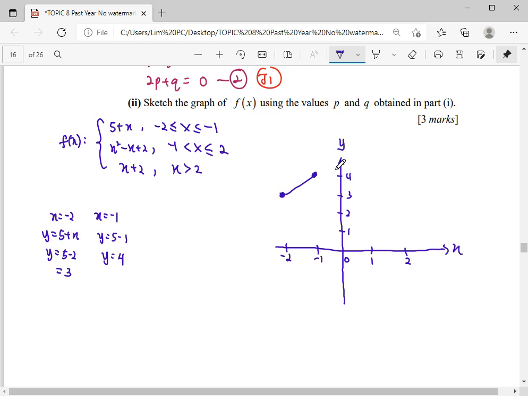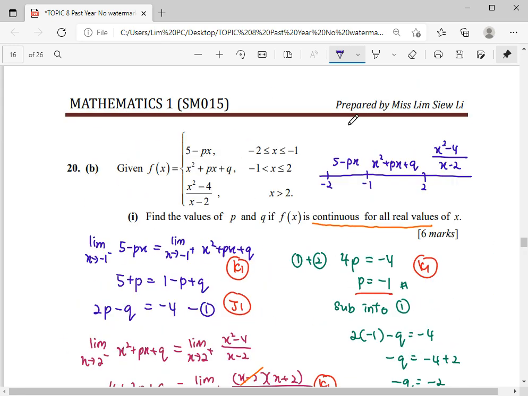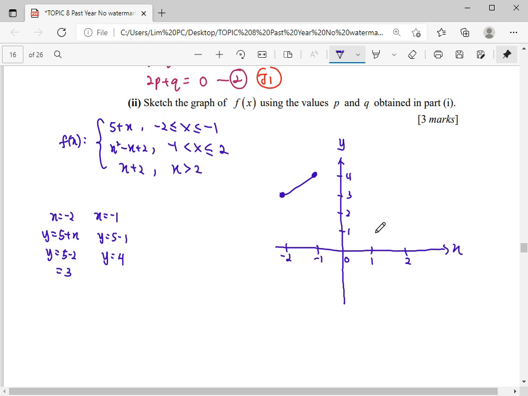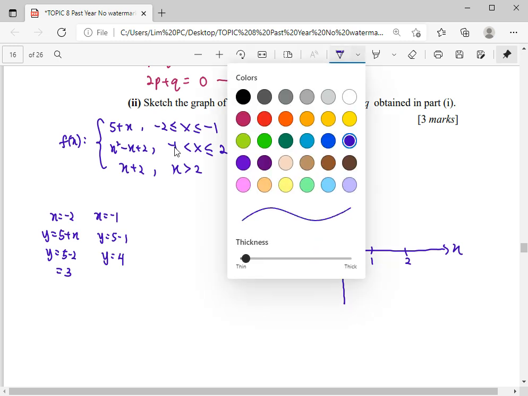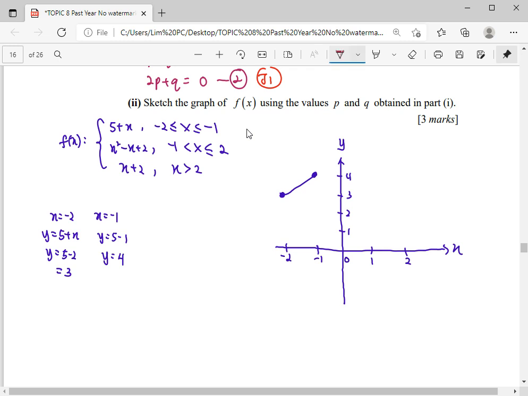So label our coordinates, 4 and 3, and then y-axis, x-axis. So this is our first piece. We have done our first piece, which means we have done the part from -2 to -1. Then we continue with the middle part here, -1 until 2. For the middle part, of course we will draw it on the same axis, because piecewise function means part by part it has a different function, but we will draw it on the same axis.